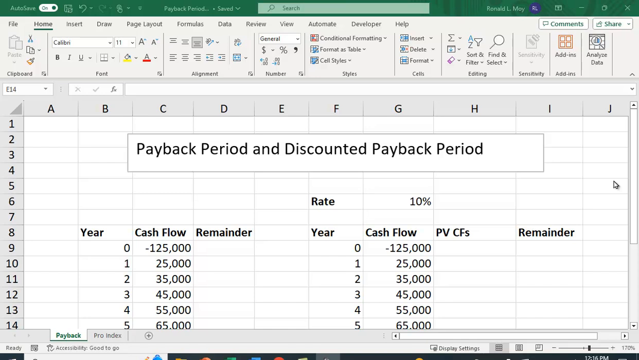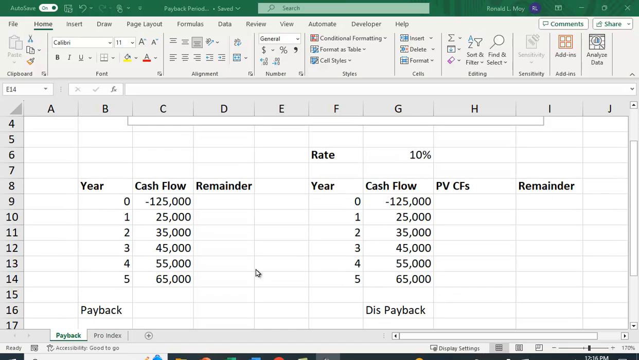I want to share with you this little trick I learned that makes calculating the payback period and the discounted payback period really easy to do in Excel. So the payback period is how long does it take to recoup your money? In this example, the project cost $125,000. How many years before we get back $125,000?